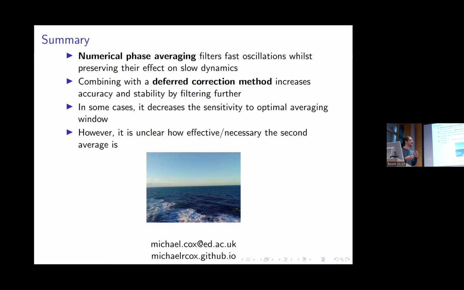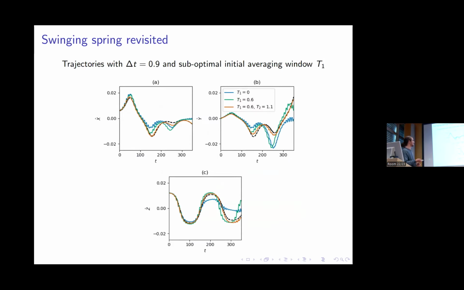So numerical phase averaging does filter the fast oscillations of a system whilst preserving their effects on the slow dynamics. Hopefully you're convinced of that. Maybe not, but I'm not the only one saying that. And that was the first part of the talk. So our aim was to combine this with a deferred correction method to increase the accuracy and stability by further filtering these fast oscillations. And you do see this in these trajectories.